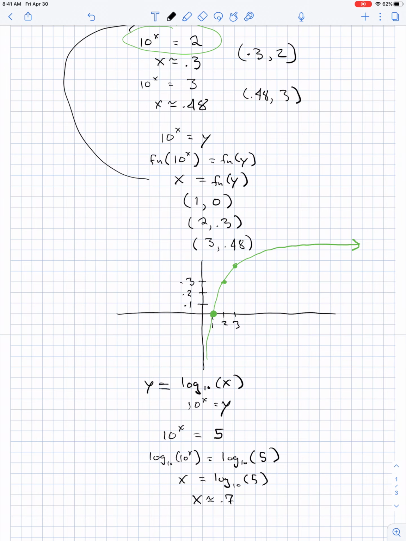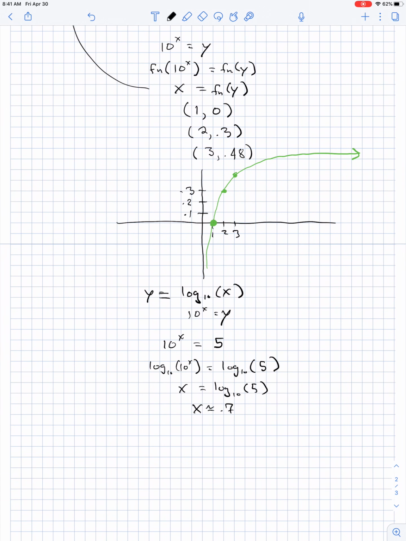So again, it's easy to get lost. What is the meaning of this? What is the log base 10? What is this 0.7? It's the power to which you raise 10 to get 5. Okay, I hope that helps you understand what a logarithm is. It's a function, the inverse function of an exponential.